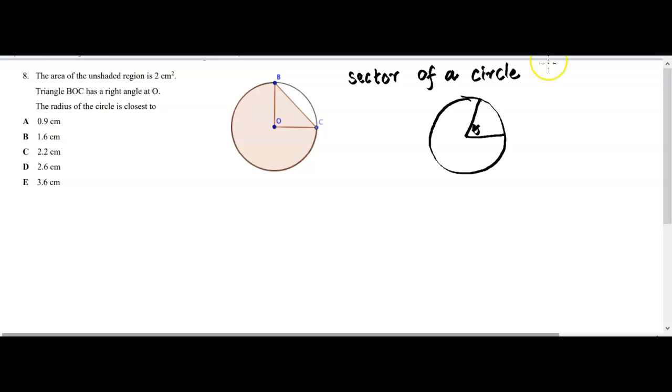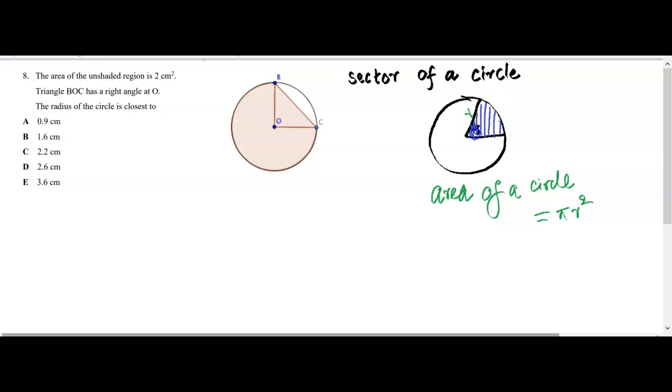Imagine the radius is r, okay? And how about the area of the whole circle? The area of a circle is pi r squared, right? Pi r squared. Then how do you find this area?